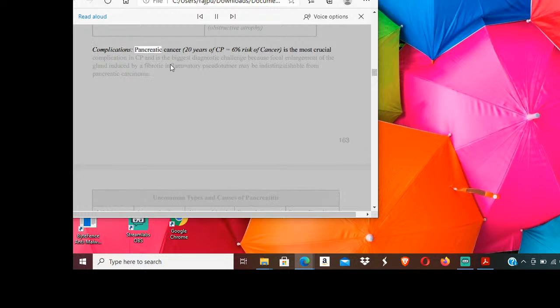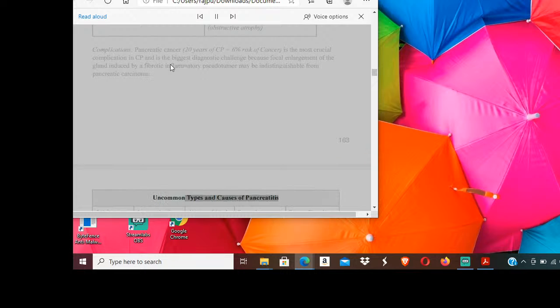Complications. Pancreatic cancer, 20 years of CP equals 6% risk of cancer, is the most crucial complication in CP, and is the biggest diagnostic challenge, because focal enlargement of the gland induced by a fibrotic inflammatory pseudotumor may be indistinguishable from pancreatic carcinoma.